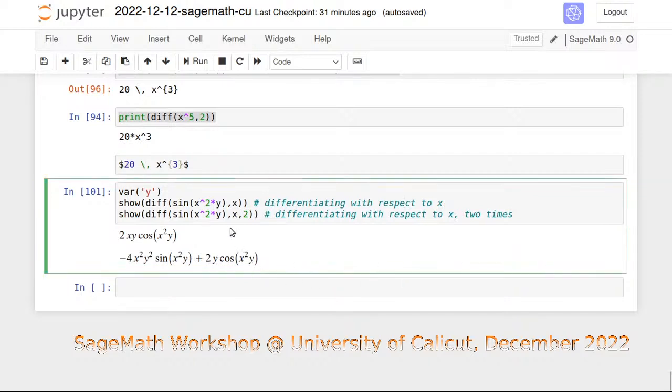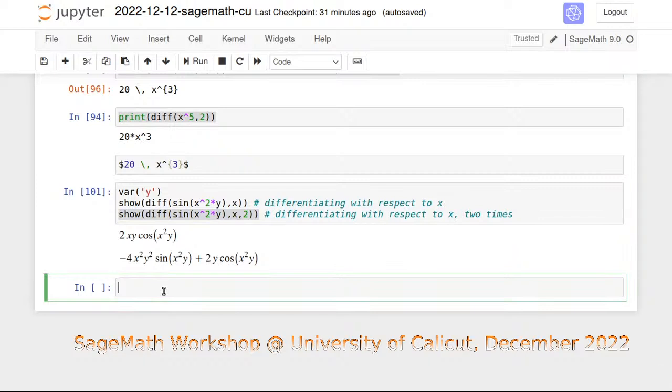So this is actually partial differentiation, right? When you have multiple variables and you are differentiating only with respect to one variable, this is partial differentiation. Now if you want to differentiate using x and y, suppose you want to differentiate first with respect to x, and later with respect to y, you have to apply this diff command multiple times.